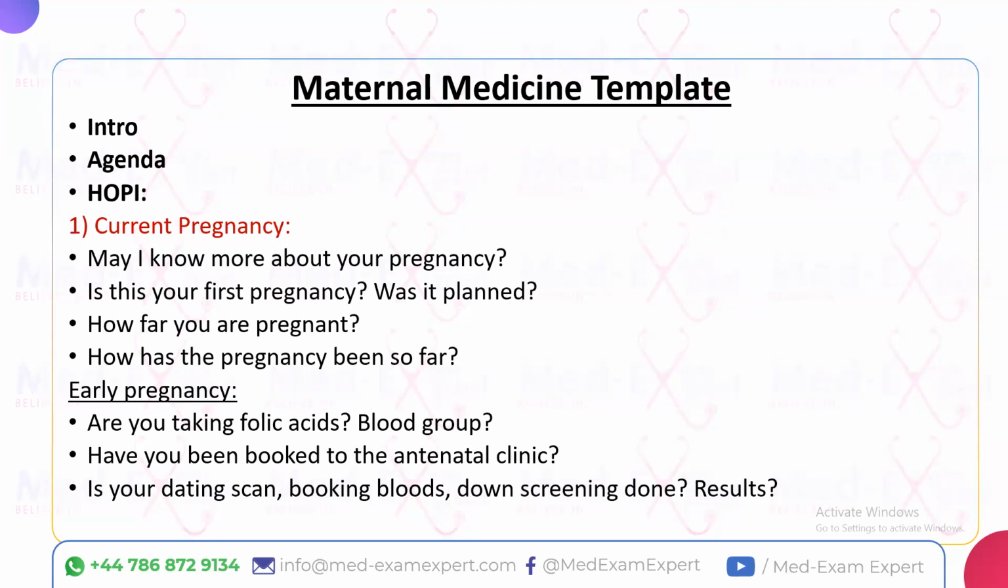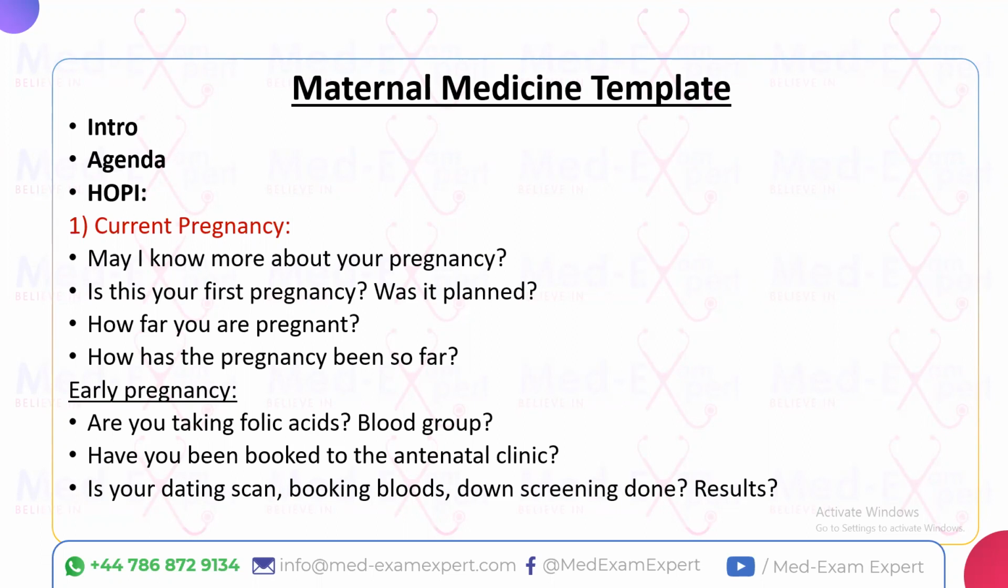Okay, so then coming to the history of presenting illness, first of all, we'll ask about the current pregnancy. If the patient is in the preconception clinic, these questions will be skipped, and we'll go straight on to the medical condition that she has. However, if she is pregnant, then the first question has to be an open question. Okay, this is the key. So the first question is an open question.